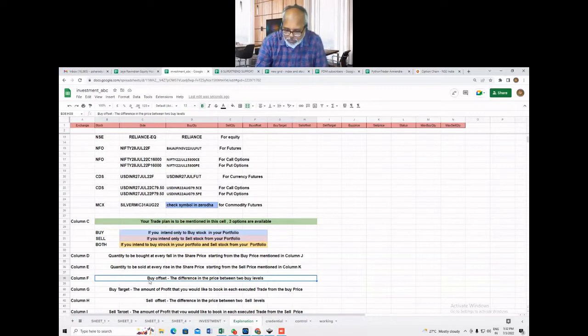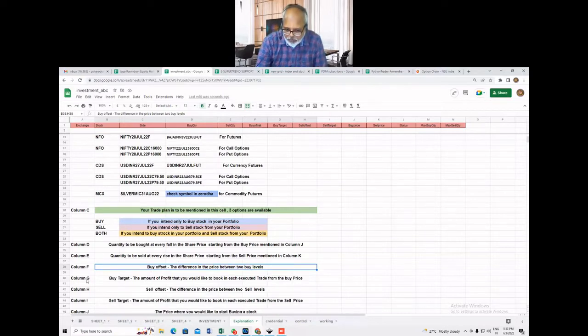Suppose my starting price is 700 and I want to buy the second one at 690, then I have to put an offset of 10 rupees. Similarly, column G is my buy target, the amount of profit that you would like to book in each executed trade from the buying price. Suppose I'm buying a stock at 700 and I intend to sell the stock at 730, then my buy target should be 30 points. You have to write 30 there.